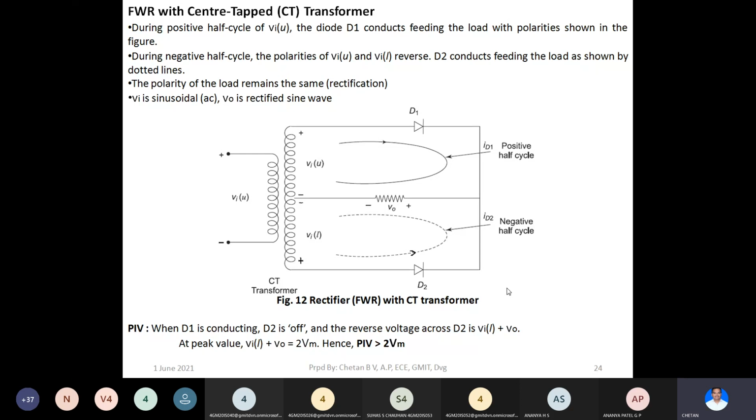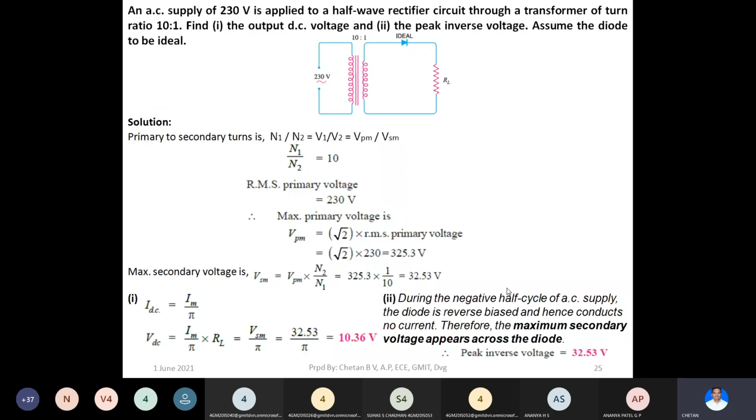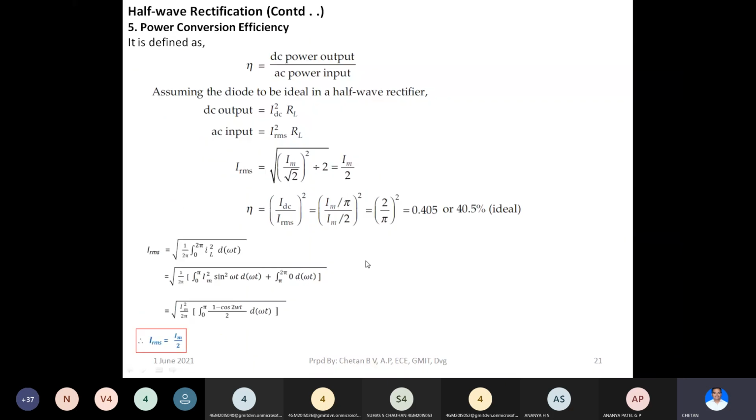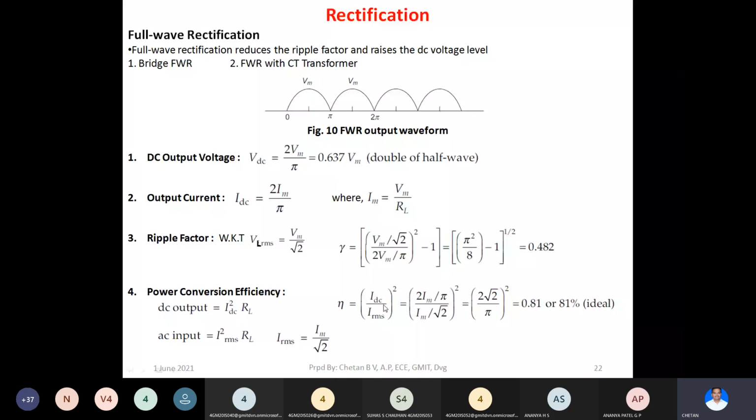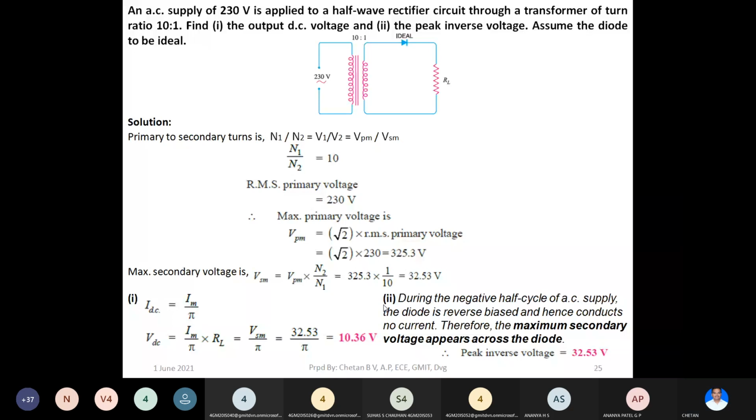So after knowing the operation of the half wave rectifier and the parameters, next the full wave rectifier, and also the parameters, now we are well equipped to solve some of the numericals where we need to find out various currents and voltages. That is, we have to perform circuit analysis of the circuits which are based on rectifiers. So this is the first numerical.